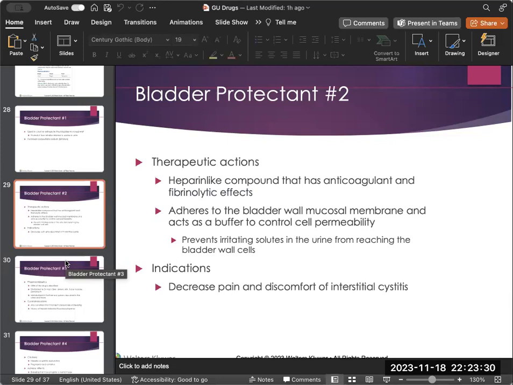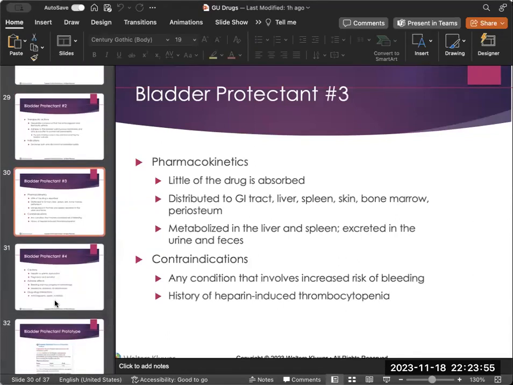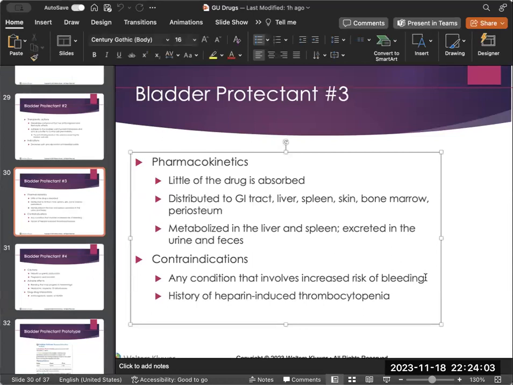So it adheres to the bladder wall of the mucosal membrane and it controls that cell permeability. So it helps with decreasing that pain and protecting it from all that very acidic environment that's coming from that UTI infection, okay? It decreases pain or discomfort from interstitial cystitis, okay? So, as I said, it's distributed to the GI tract, liver, spleen, so we have to be careful with liver or renal problems. Remember, it's a heparin-like drug, okay? So it's related to that, which means we have an increased risk of bleeding problems, okay?